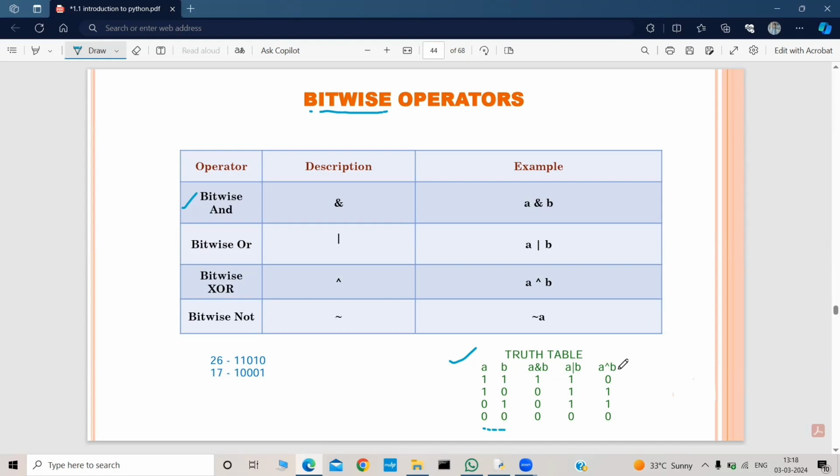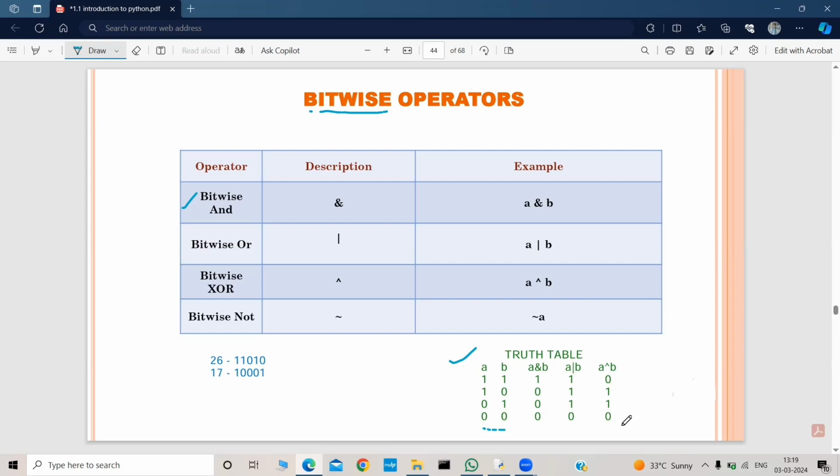And coming to A bitwise XOR B. The rule for this bitwise XOR was, if both the bits are the same, then the final result will be 0. If both the bits are different, then the final result will be 1. If you see A and B, the bits are 1, 1. Both bits are the same, so the result was 0. Here both bits are different, 1, 0, so the result was 1. And 0, 1, the bits are different, so the result was 1. And here 0 and 0, both bits are the same, so the result was 0.